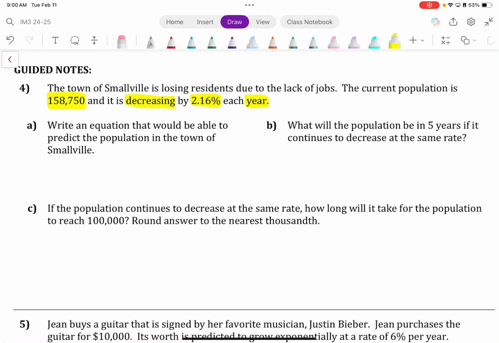But there are some key words, key numbers to consider in this problem. Beginning with 158,750, that is your current population. The word decreasing is very important to us because it's going to tell us which operation we're going to use. And then the percentage 2.16%, we're going to use that as well. And lastly, the time frame, years, is also going to come in handy.